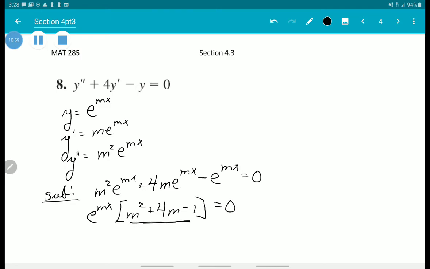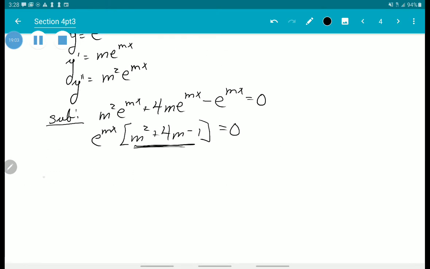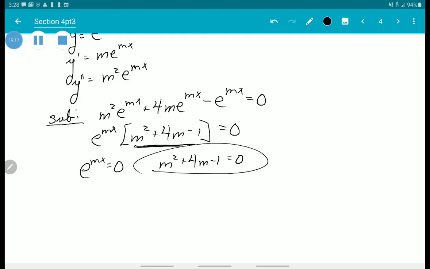Guys, this is called your auxiliary equation. So that's what you're going to try to solve. Remember, there's no place that the exponential is going to be equal to 0. We're using that zero product property going way back to an algebra class. So this is what we're going to try to solve. That's your auxiliary equation.